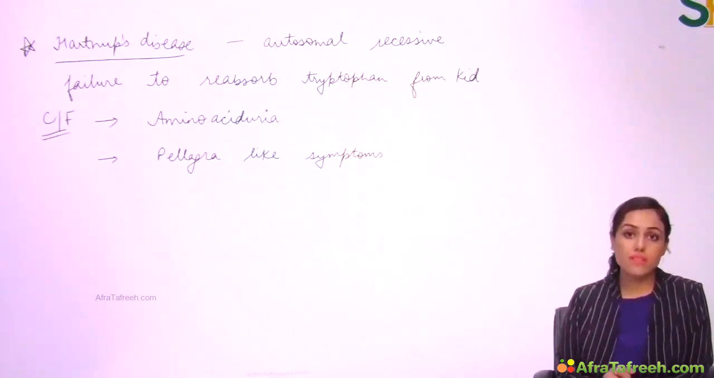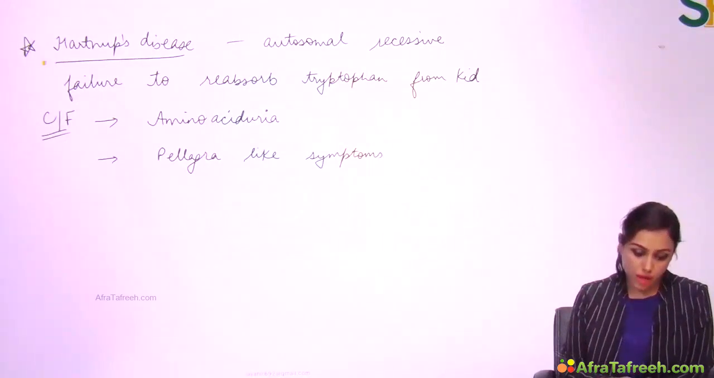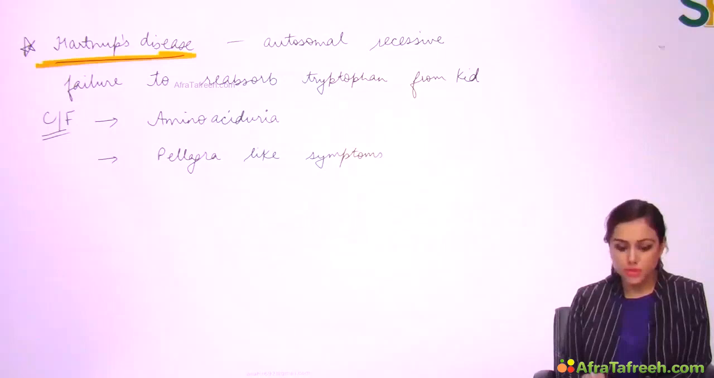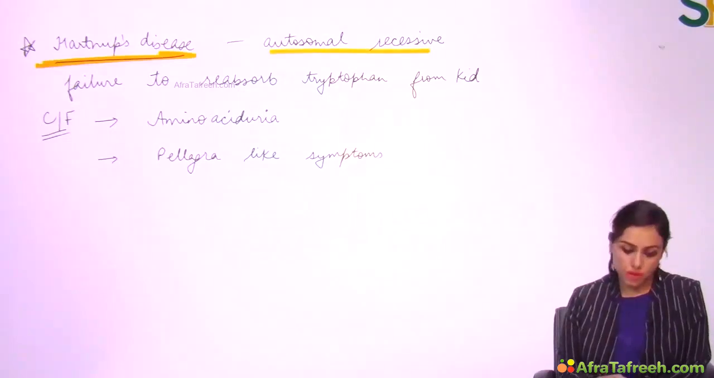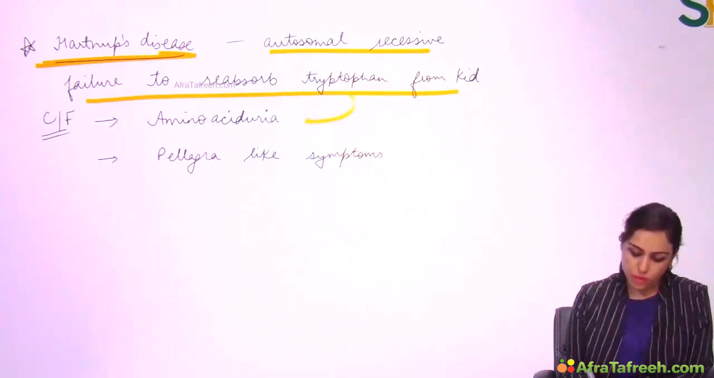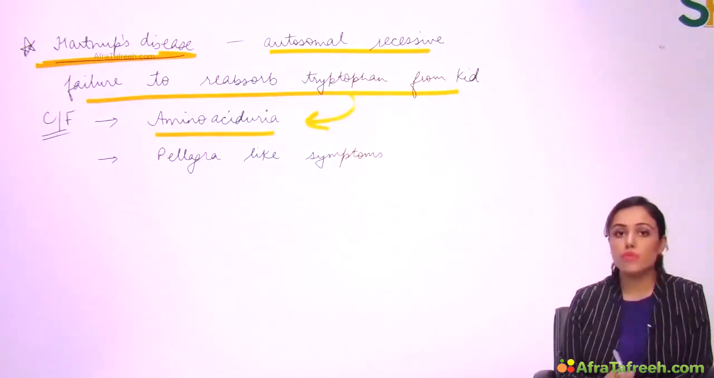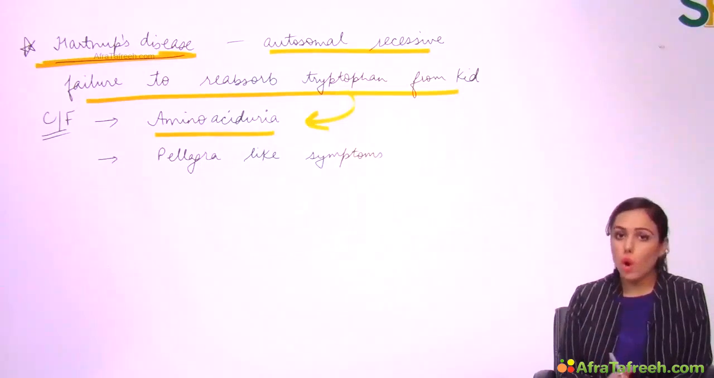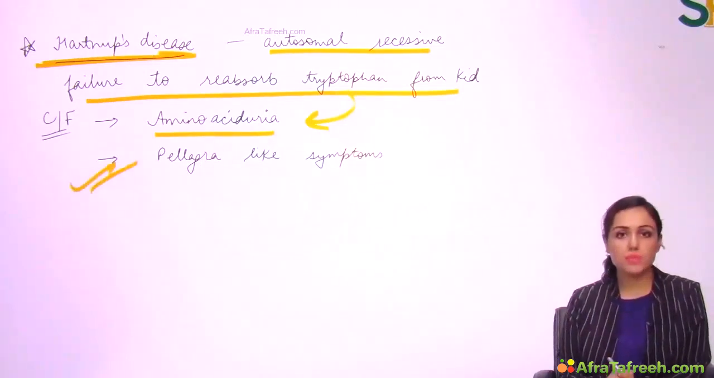Now there's one disease for tryptophan, that is Hartnup's disease. Hartnup's disease is autosomal recessive. There is failure to reabsorb tryptophan from kidneys. So tryptophan will be coming in urine, and the clinical feature of these patients will be amino aciduria, mainly tryptophan coming in urine. Also these patients have pellagra-like symptoms.